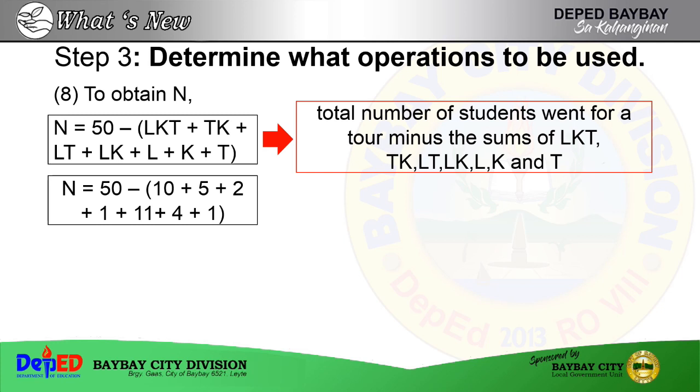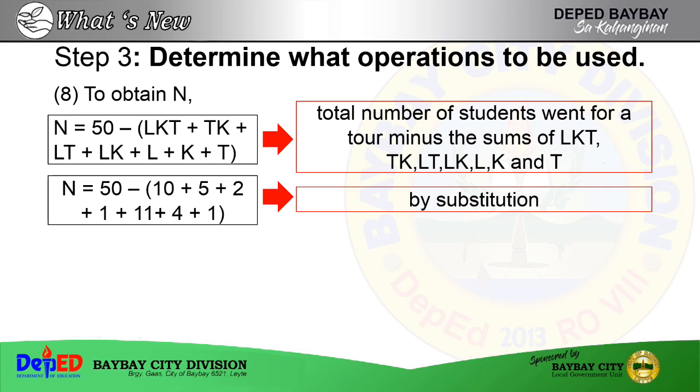This is done by substitution. We substitute the value of LKT to 10, the value of TK to 5, the value of LT to 2, the value of LK to 1, the value of L to 11, the value of K to 4, and the value of T to 1.